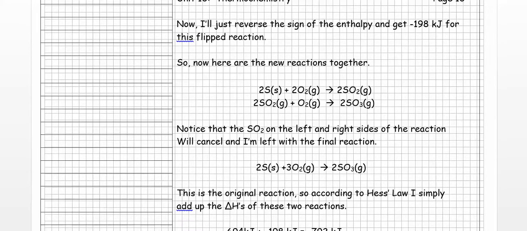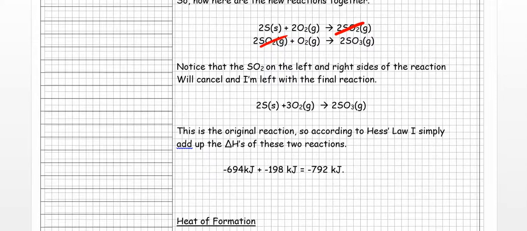Okay? Notice that the SO2 on the left and the SO2 on the right of the reaction will cancel. So these species, this one and this one, are going to cancel away, and I'm left with a final reaction of 2S solid, sulfur solid, plus 3O2 gas yields 2SO3 gas. This is the original reaction.